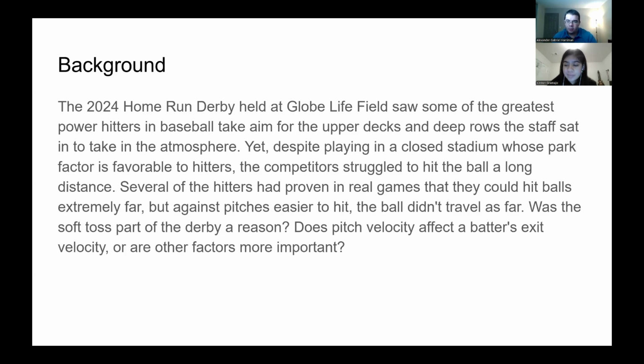So we were wondering, the difference between the Home Run Derby and live games is the speed of the pitches. For the most part, most soft toss comes from the Home Run Derby, while in games, unless you're facing a position player, you're facing a major league pitcher with major league velocity. So does pitch velo affect a batter's exit velocity, or are other factors more important to this discussion?